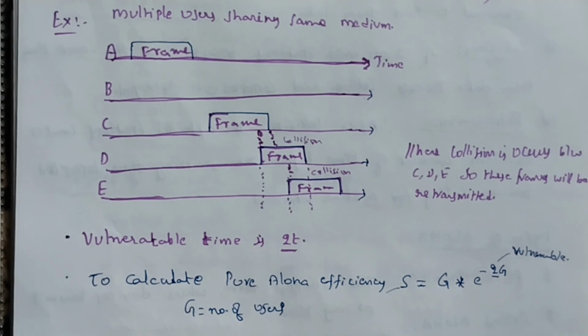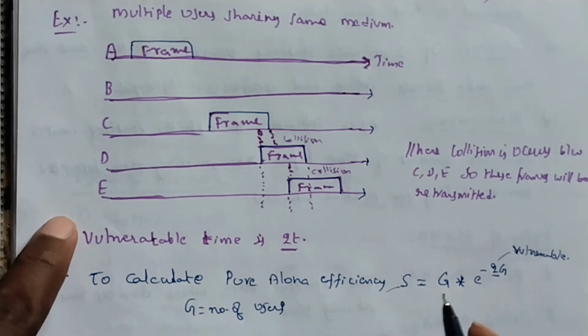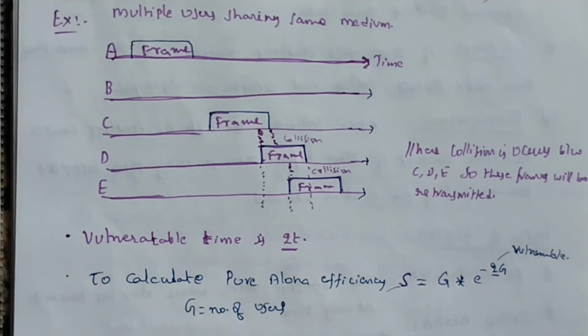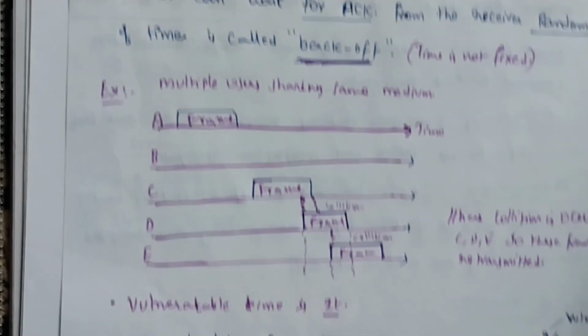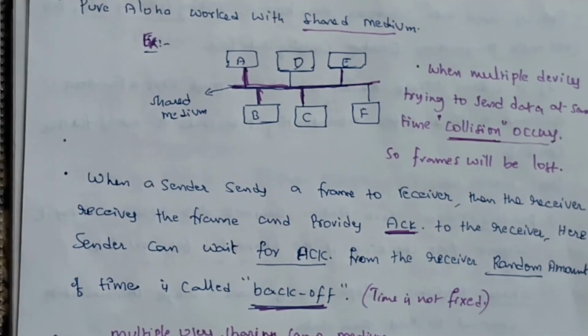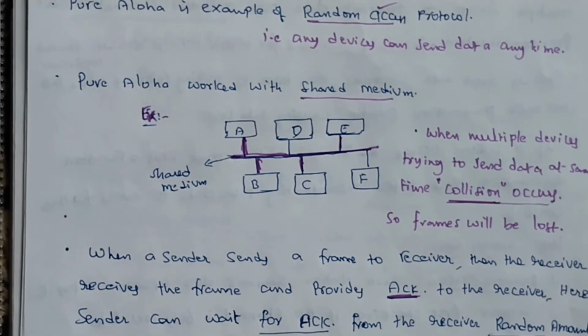To calculate the pure Aloha efficiency, the formula is S = G * e^(-2G). Here, 2 is the vulnerability, and G is the number of users. That is pure Aloha. Next we will see slotted Aloha.